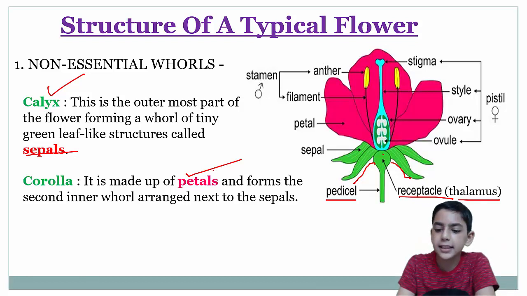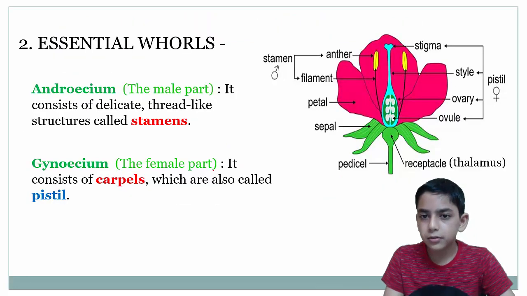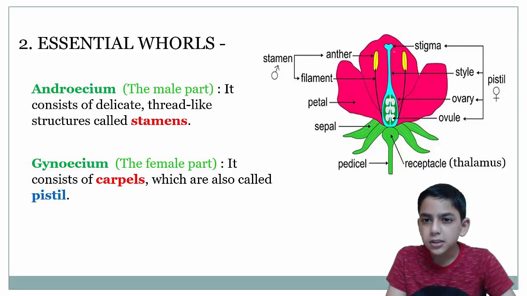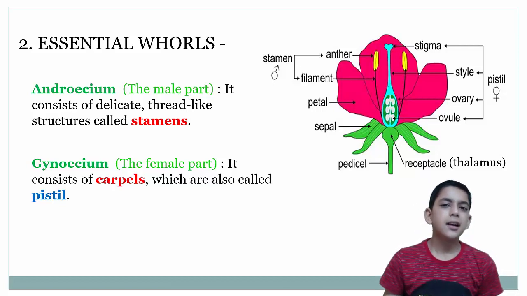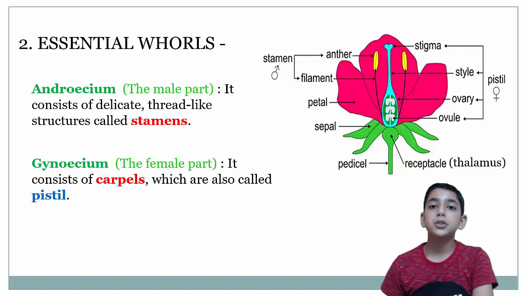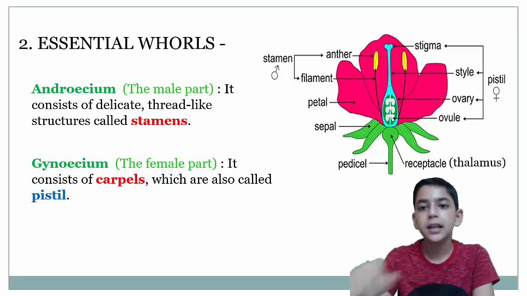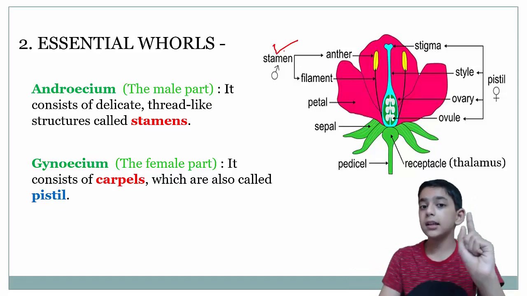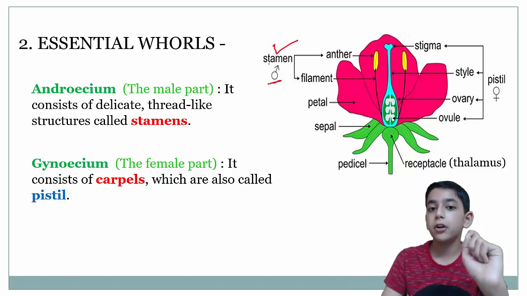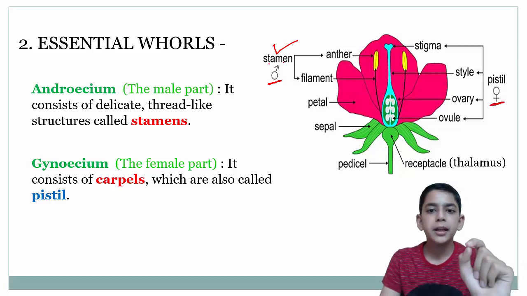And now if we see the essential whorls, we can see this blue kind of structure like this, and this yellow and black. What is this? At the start, I told you that a flower produces two reproductive organs, male and female. For the male, it is the stamen. A single unit is known as a stamen, and this is the sign for male and this is the sign for female. Now, the stamen has two parts.